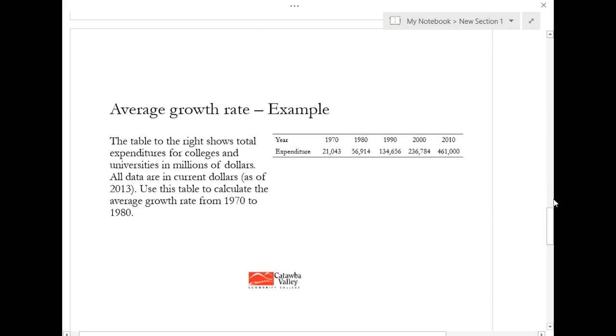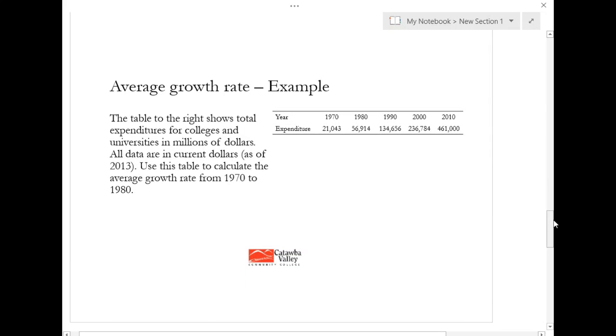All right, so let's talk about our average growth rate example. We've got this table that's talking about the expenditures for colleges and universities in millions of dollars. So this is how much total in the U.S. universities and colleges expended during that given year in millions. We want to use this table to calculate the average growth rate from 1970 to 1980.